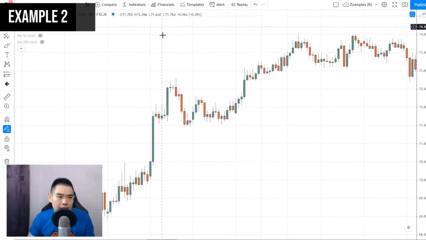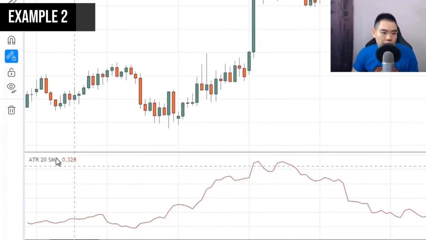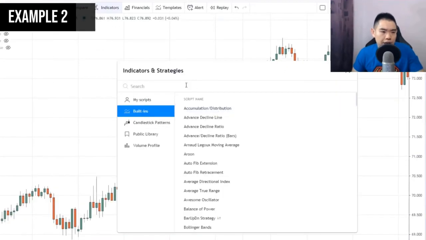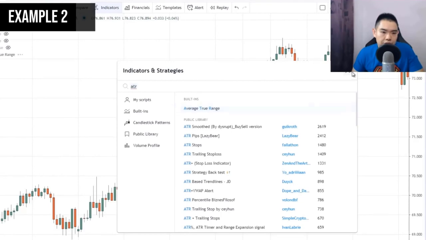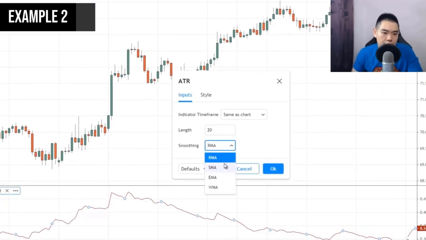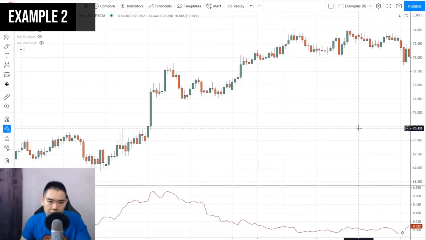To do that, you can use an indicator called the average true range. Over here, I've shown you this indicator below, but I'll show you where to get it. Just go to the indicator tab and search ATR, average true range. It will come out as this one over here. The settings I like to use is a 20 period ATR using SMA. It's just my preference. And as you can see right now, the ATR value is about 0.322, about 32 pips.